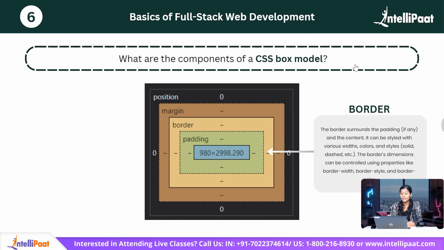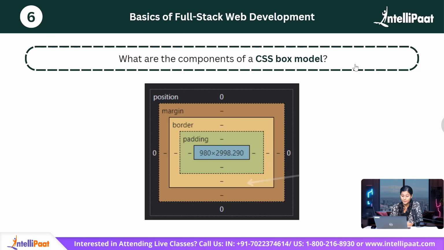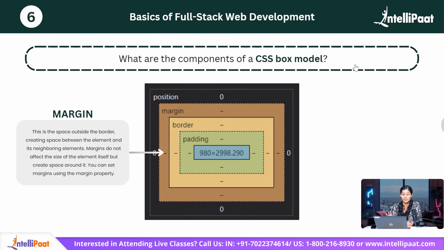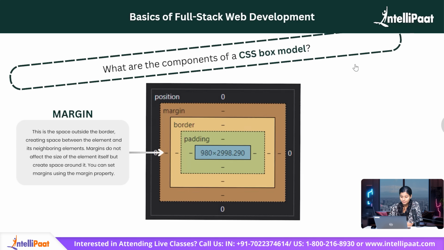Next, you have the border. The border surrounds the padding, if any, and the content. It can be styled with various widths, colors, and styles. The border's dimensions can be controlled using properties like border width, border style, and border color. Next, you have the margin, which is the final one. This is a space outside the border that creates space between the element and its neighboring element, which separates one particular element from another. If I have a button here and another button here, the distance between them is the margin. Margins do not affect the size of the element itself but create a space around it. You can set margins using the margin property.